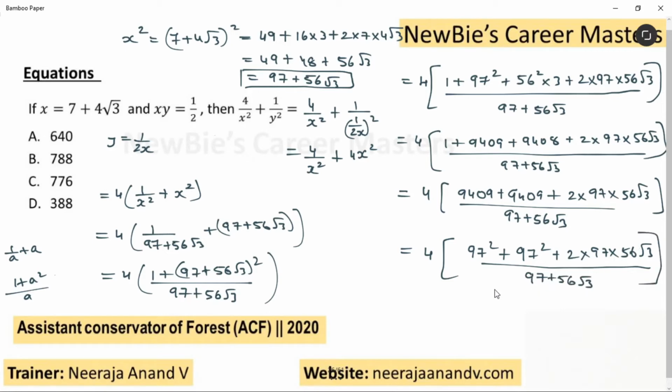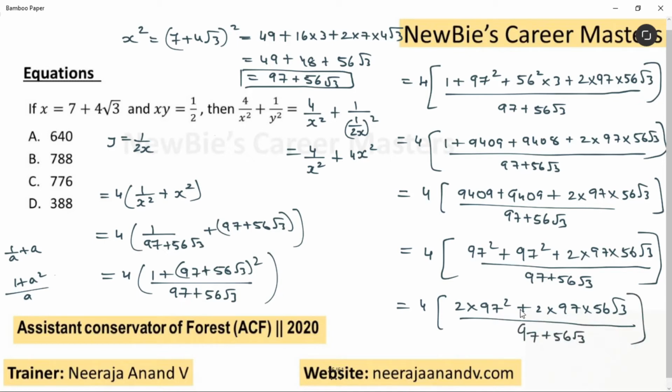Okay, see, after this it is very simple. What you have to do is 2 times 97 square, right? Just take it like this, plus 2 into 97 into 56 root 3 divided by 97 plus 56 root 3. Okay, see, from this value and from this value we can take out 2 into 97 as a common number. Correct? No? Okay, let's remove this.